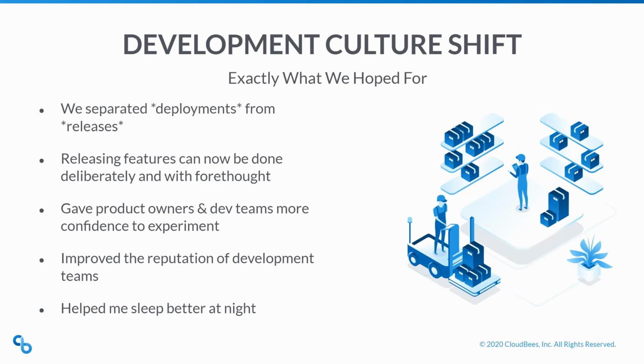Using feature flags gives our product owners and our dev teams more confidence to experiment. Just like I was saying, we can roll a feature out, see how it's being used, see if it's doing what we were expecting it to do, or if we need to pivot to something else that may solve the problem in the way that we want to solve it. Using them also improves the reputation of our development teams.